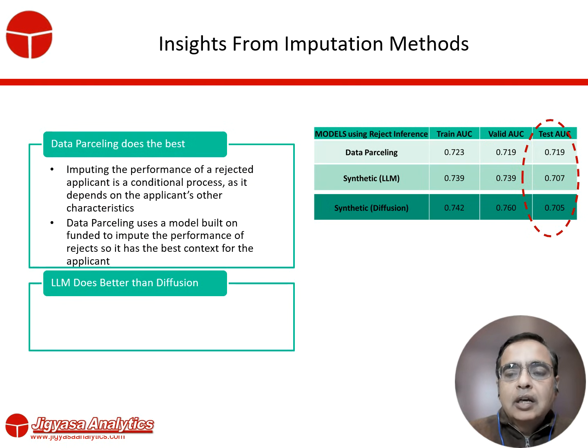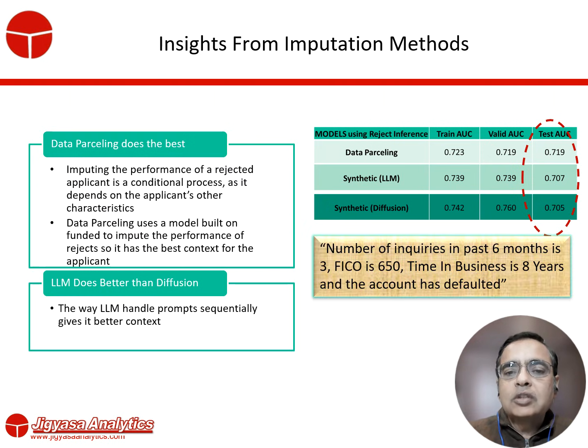Now, another thing we observe is large language model does slightly better here than diffusion model, and maybe a reason for that is how large language model handles the prompts. I'm showing you here a typical prompt you would feed in this case. Maybe it would be longer, but something like number of inquiries in the past 6 months is 3, FICO is 650, time in business is 8 years, and the account has defaulted.